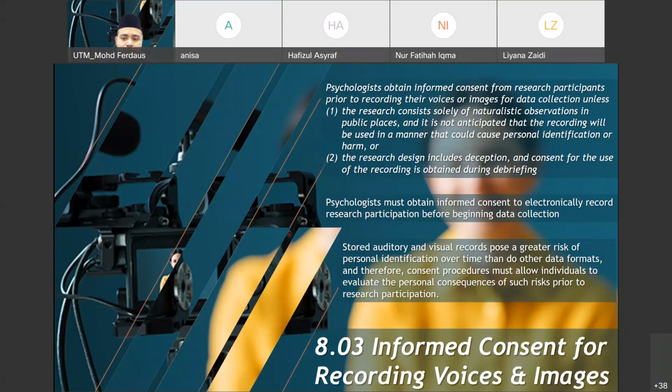The psychologist must obtain informed consent to electronically record research participation before beginning data collection, except for the quasi-experiment that you have to do. In normal research, you need to ask for permission. Short audio and video records pose a greater risk of personal identification over time than other data formats, and therefore consent procedures must allow individuals to evaluate the personal consequences of such risk prior to research participation.